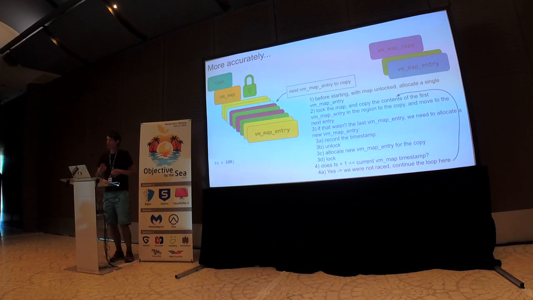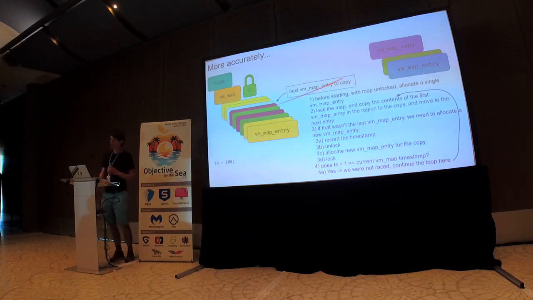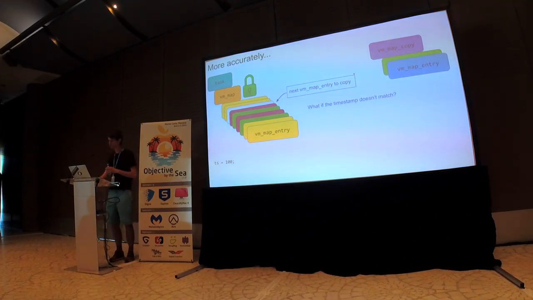So if it does match, so if it appears that either no unlocks happened or 4 billion and whatever unlocks happened, then we were not raced. Therefore, we can continue back up to the head of the loop here. We hold the lock. We've got a new VM map entry, and we can copy the contents and move on.